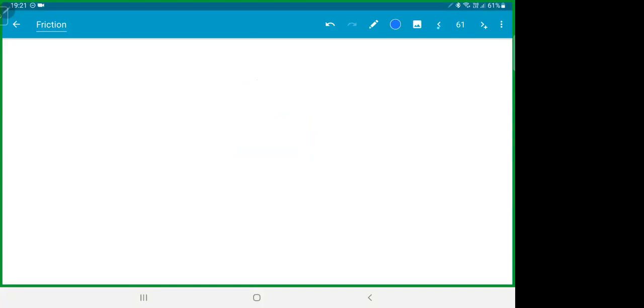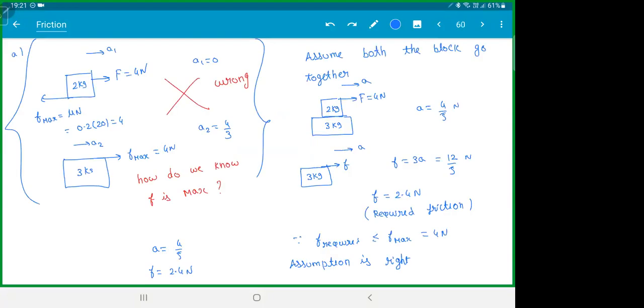You did a mistake by assuming F is maximum. Please take the steps what I did. Assume both the blocks go together. Find the acceleration. Find the friction. This friction is the required friction. So friction is saying, you give me 2.4, I'll make sure both can go together. I can give you up to 4. So I think the assumption is right. So friction gives 2.4 and they both go together.